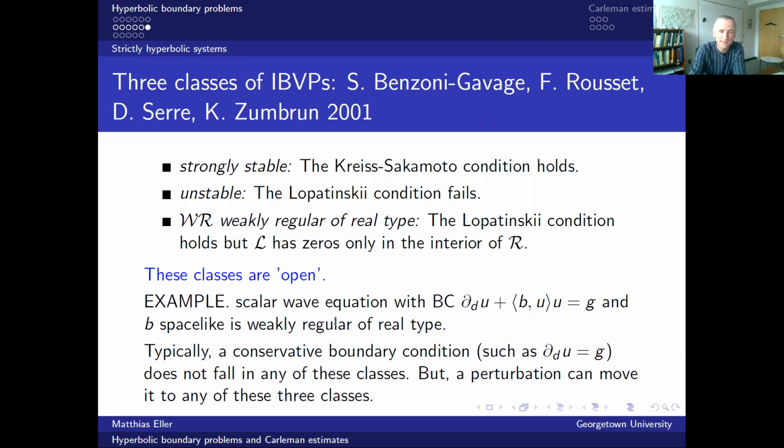Yes. And then a conservative boundary condition, such as the Neumann condition, doesn't fall in any of these classes, but as soon as you perturb it a little bit, you can move into any of those classes. So if I add a little bit of a t derivative here, I can make this stable. If I subtract a little bit, or vice versa, then I make it unstable. And if I add a little bit of a spatial derivative, I make it weakly regular. So those are these weakly regular of real type problems.